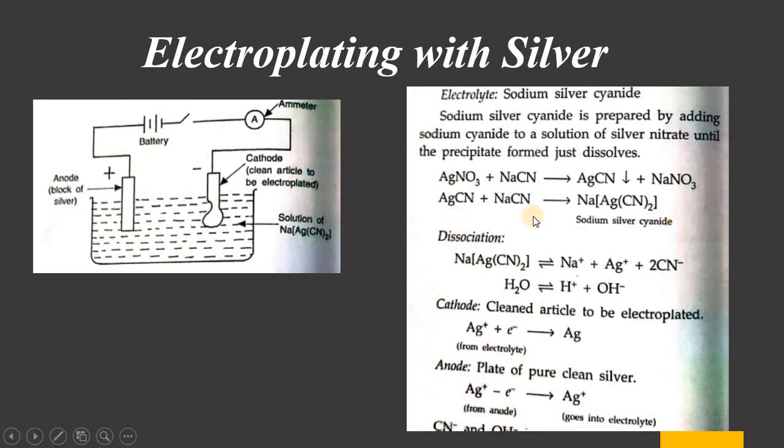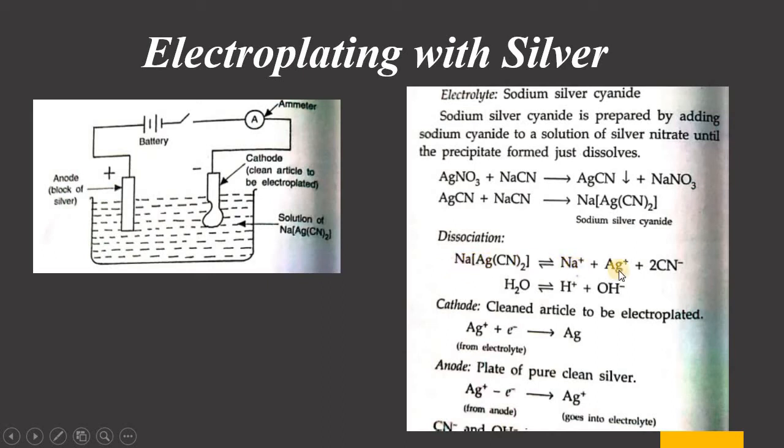Now, this sodium silver cyanide or sodium argentocyanide or potassium argentocyanide, etc., are prepared by adding sodium cyanide to a solution of silver nitrate until you get a precipitate of silver cyanide, which will be dissolved in extra sodium cyanide. Similarly, if you want to prepare potassium argentocyanide, instead of sodium cyanide you have to take potassium cyanide. And potassium cyanide is not generally used. It requires special permission.